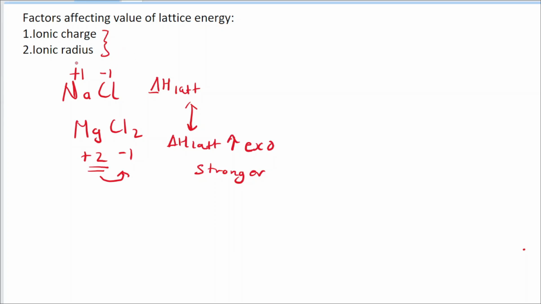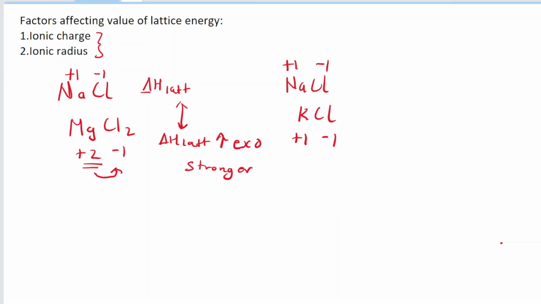Now, when we talk about the ionic radius, let's take an example of NaCl as usual, and let's take potassium chloride. Now, we know that sodium is smaller than potassium, right? But both of them have the same charge. This is positive 1, negative 1, positive 1, negative 1. The only difference between these two is that potassium is larger than sodium.